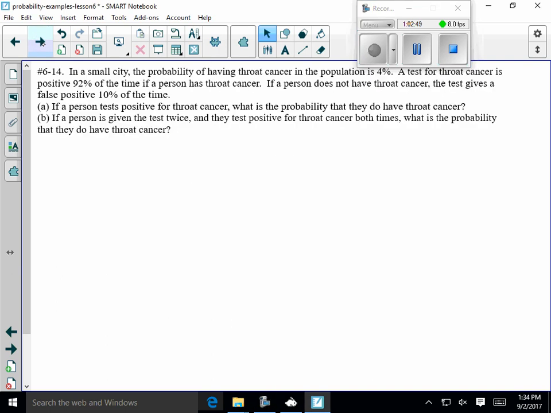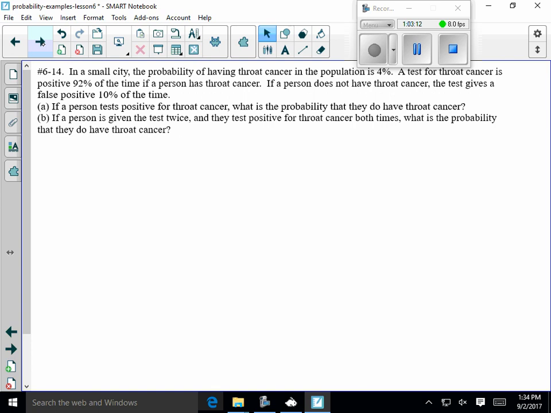Okay, let's move on. Just a few left here. So for this one, it says in a small city, the probability of having throat cancer in the population is 4%. A test for throat cancer is positive 92% of the time if a person has throat cancer. If a person does not have throat cancer, the test gives a false positive 10% of the time. If a person tests positive for throat cancer, what's the probability that they do have throat cancer?